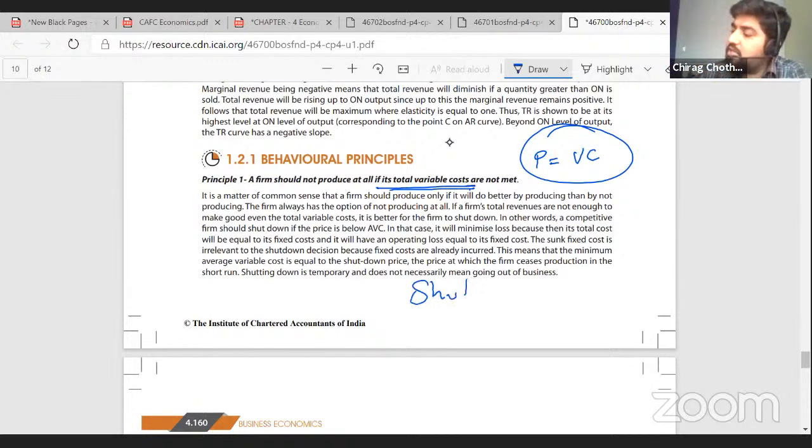Which point? It will be called your shutdown point. That means you should not be doing the business. So a firm should not produce if the total variable costs are not met. There will be a shutdown point if the price is below AVC.